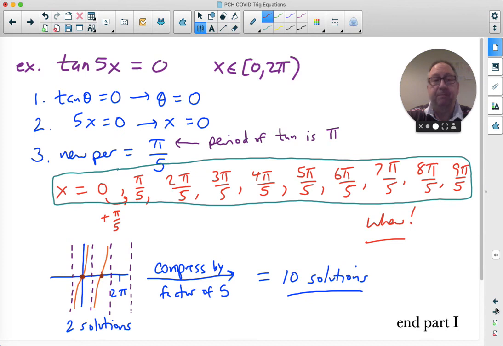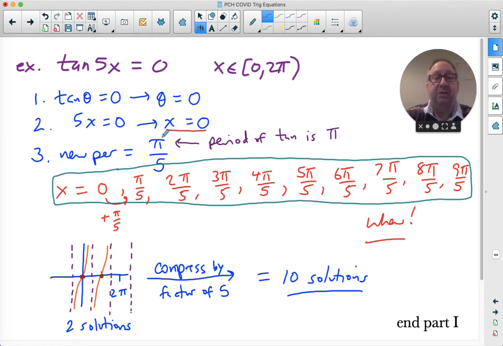Next up, I think this is our last example for part 1. Tangent of 5x is equal to 0. So part 1, we replace 5x with theta. The only solution for tan theta equals 0 is theta equals 0. Which is nice because when 5x equals 0, x equals 0, and that's my 1 starting solution. And we divide by the 5, we still get 0.